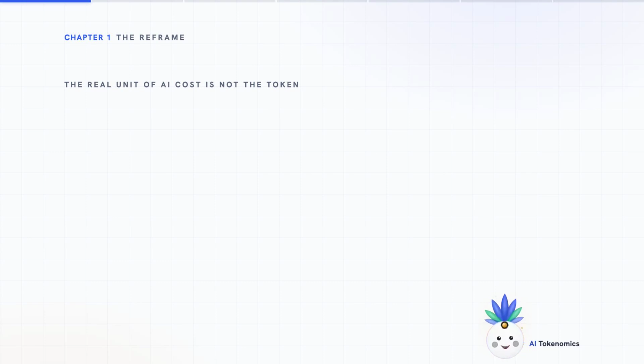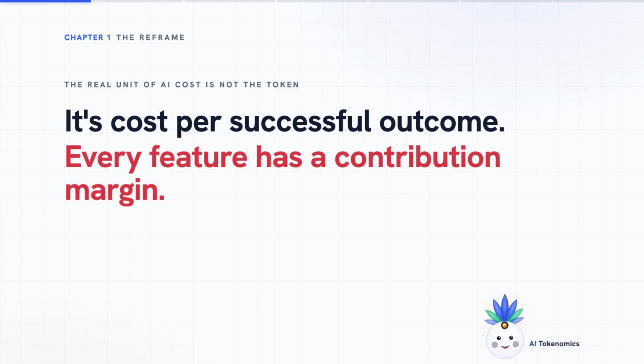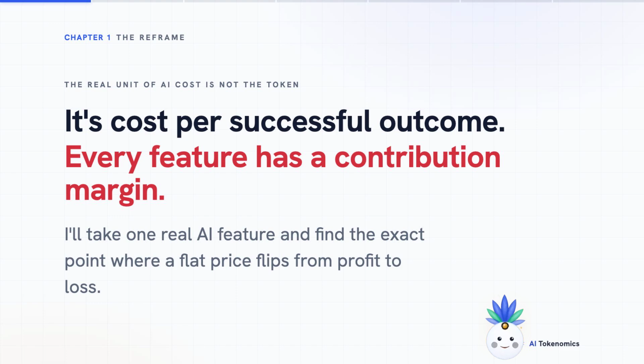The real unit of AI cost isn't cost per token, it's cost per successful outcome. Every feature you ship has a contribution margin, just like a physical product sitting on a shelf. So over the next few minutes, I'm going to take one real AI feature, price it all the way down to the outcome, and show you the exact point where a flat monthly price flips from profit to loss.